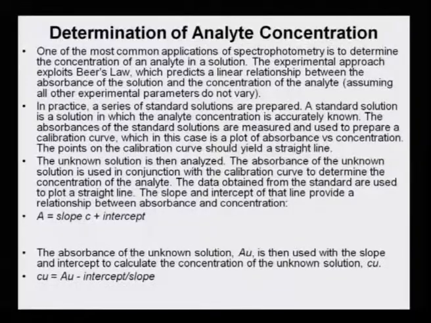The absorbance of the unknown solution is used in conjunction with the calibration curve to determine the concentration of the analyte. The data obtained from the standards are used to plot a straight line. The slope and the intercept of that line provide a relationship between the absorbance and the concentration, or we can say that A is equal to slope times C plus intercept. What does this mean? That we have made a calibration curve of 1, 2, 3, 4, 5 ppm.